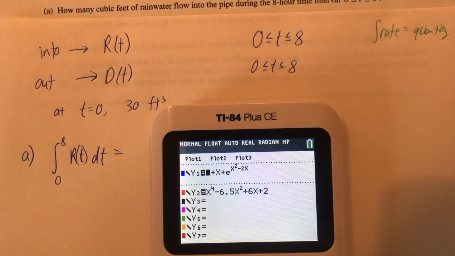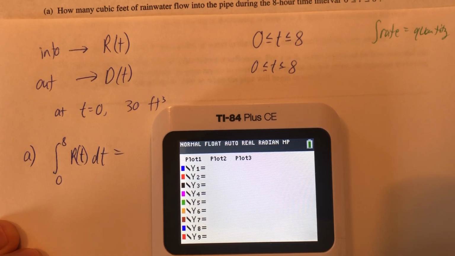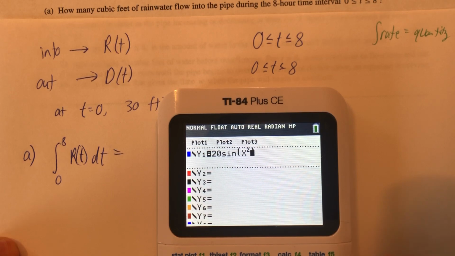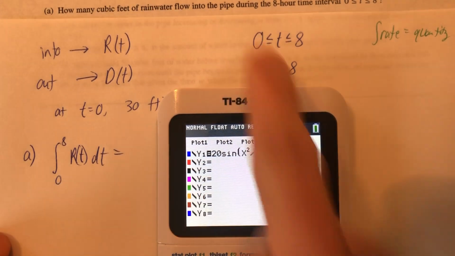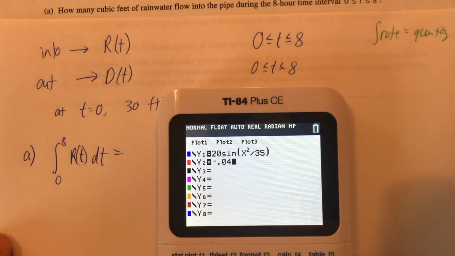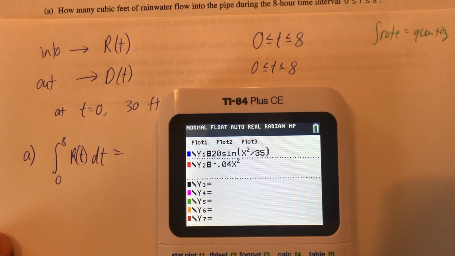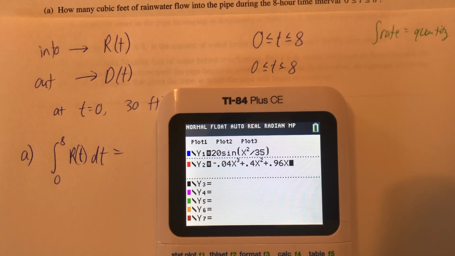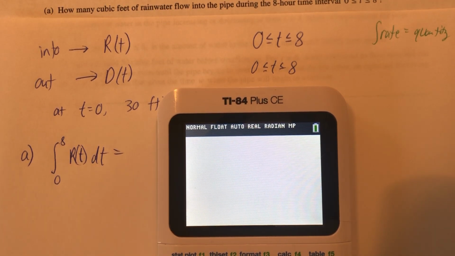It will come in handy for us if we will go ahead and type both of them in. So 20 sine of x squared over 35. That's going to be R, that's y1. And D is going to be negative 0.04 t cubed, not to the 23rd, there we go, plus 0.4 t squared plus 0.96 t. Make sure I have everything right, and I believe that I do. And that's it. Okay, so let's just integrate from 0 to 8.